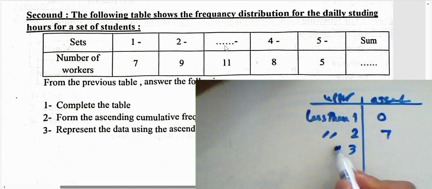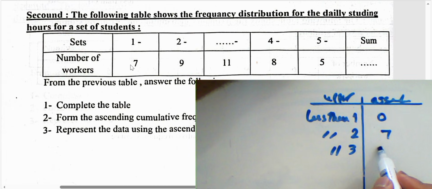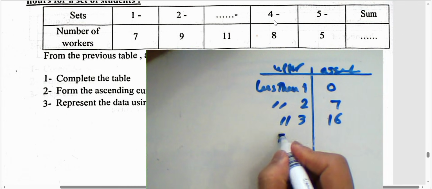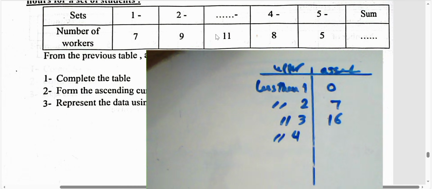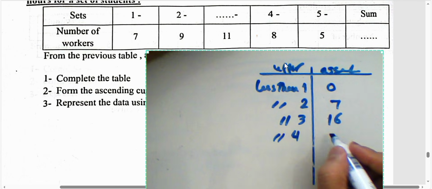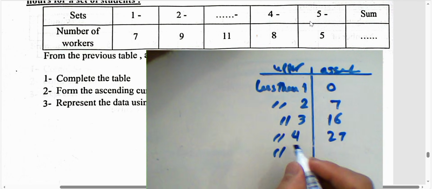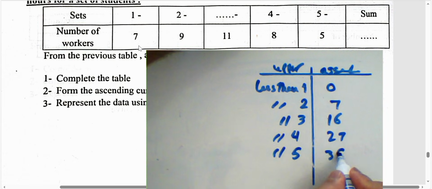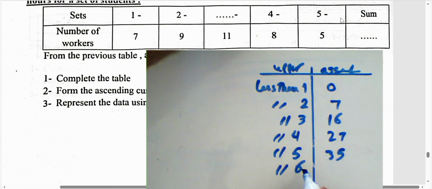Less than 3, 7 plus 9 is 16. Less than 4, collect 11 plus 9 plus 7 equal 27, and less than 5, we can collect together plus this number to be 35, less than 6, the digits will be 40 because 35 plus 5 is 40, the sum of all digits before.